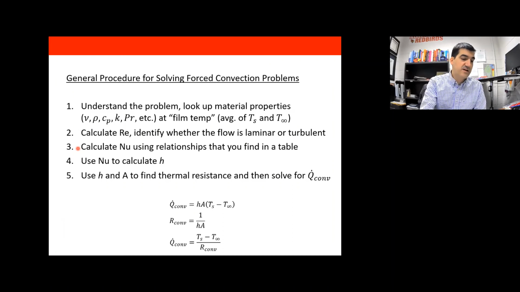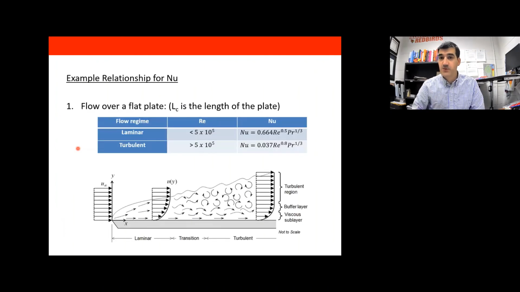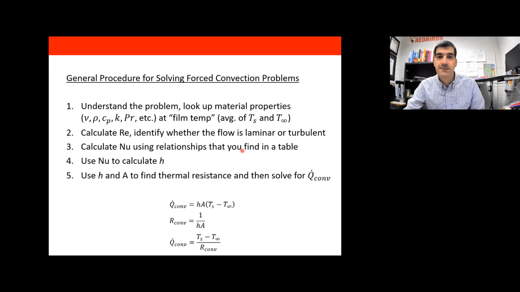So what do we got here? We got fluid flowing over a flat solid surface. So we're going to use one of these equations here. We don't know which one until we calculate the Reynolds number. So you got to calculate that Reynolds number. If it's less than 5 times 10 to the fifth, use this equation to find the Nusselt number. If it's more than 5 times 10 to the fifth, use this equation to calculate the Nusselt number. So that's how we're going to calculate the Nusselt number in step 3.